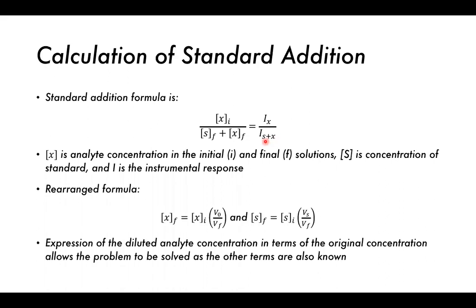And so we can rearrange this to be in terms of the final concentration of the analyte, which is equal to the initial concentration of the analyte times the dilution factor, and the final concentration of the standard is going to be equal to the initial concentration of the standard before it's added to the mixture, over the dilution factor for that. And so expression of the diluted analyte concentration in terms of the original concentration allows the problem to be solved as the other terms are also known.